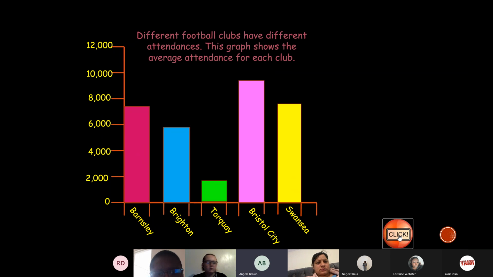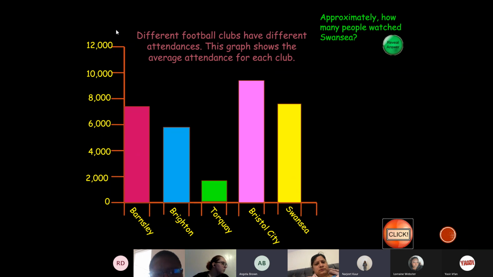Okay, so this is one that you can do afterwards. It says different football clubs have different attendances. This graph shows the average attendance for each club. So approximately how many people watch Swansea? If we look at Swansea and go across, we should see that it's approximately 7,900.